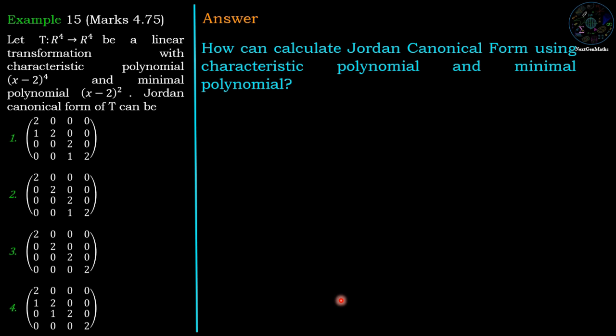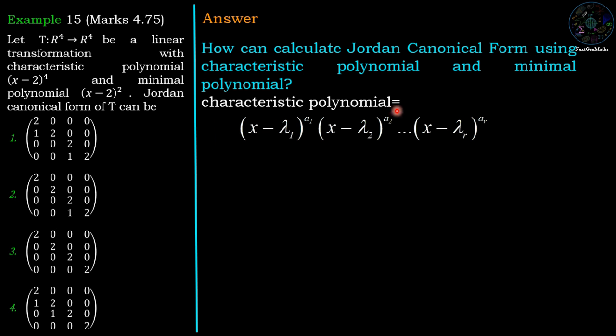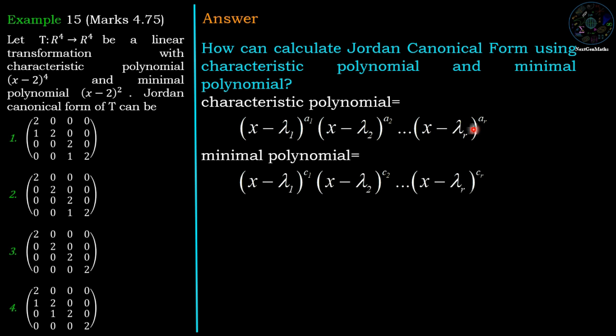Now how can we find the Jordan canonical form using the characteristic polynomial and minimal polynomial? That is our example. Suppose the characteristic polynomial of any matrix A is (x − λ1)^{a1}(x − λ2)^{a2}...(x − λr)^{ar}, and the minimal polynomial is (x − λ1)^{c1}(x − λ2)^{c2}...(x − λr)^{cr}. Always remember c1 ≤ a1, c2 ≤ a2, ..., cr ≤ ar.